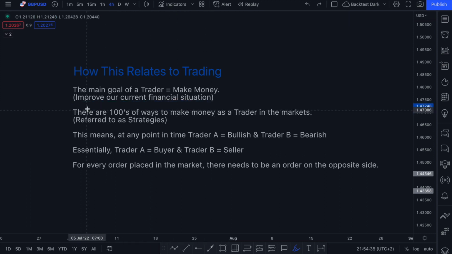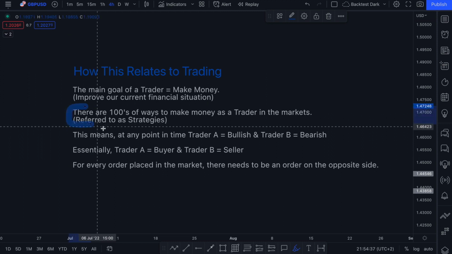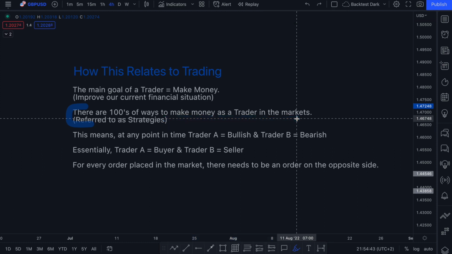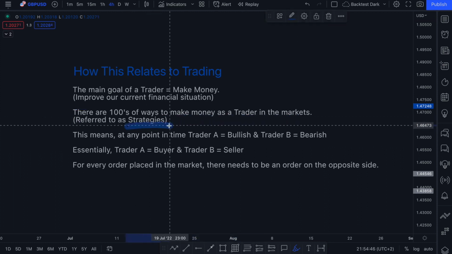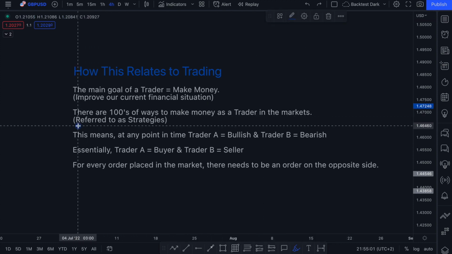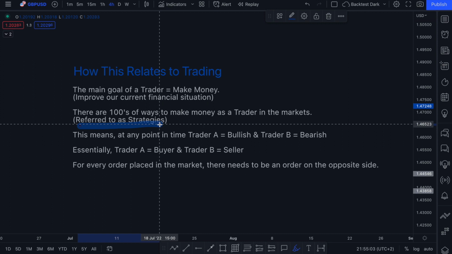Okay. Now, there are hundreds and hundreds of ways to make money as a trader in the market. And these ways to make money are referred to as strategies. Okay. So this might be trading moving averages, trading trend lines, supply and demand, trading structure, support and resistance, whatever the case may be. There are thousands upon thousands of ways to make money as a trader in the markets.